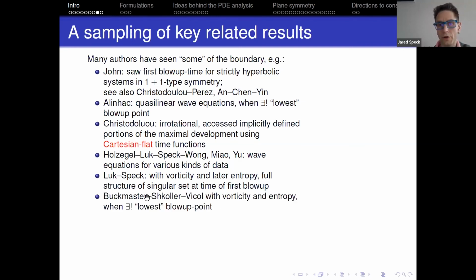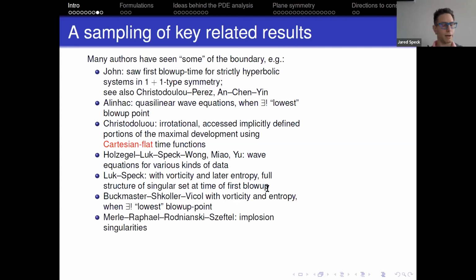And then there's the other approach by Buckmaster, Shkoller, and Vicol based on self-similarity and modulation parameters. So this is a philosophically very different approach. It's much shorter in the regime where it works, and it allows you to follow the solution, when there's a unique lowest blow-up point, up until the time of first blow-up.